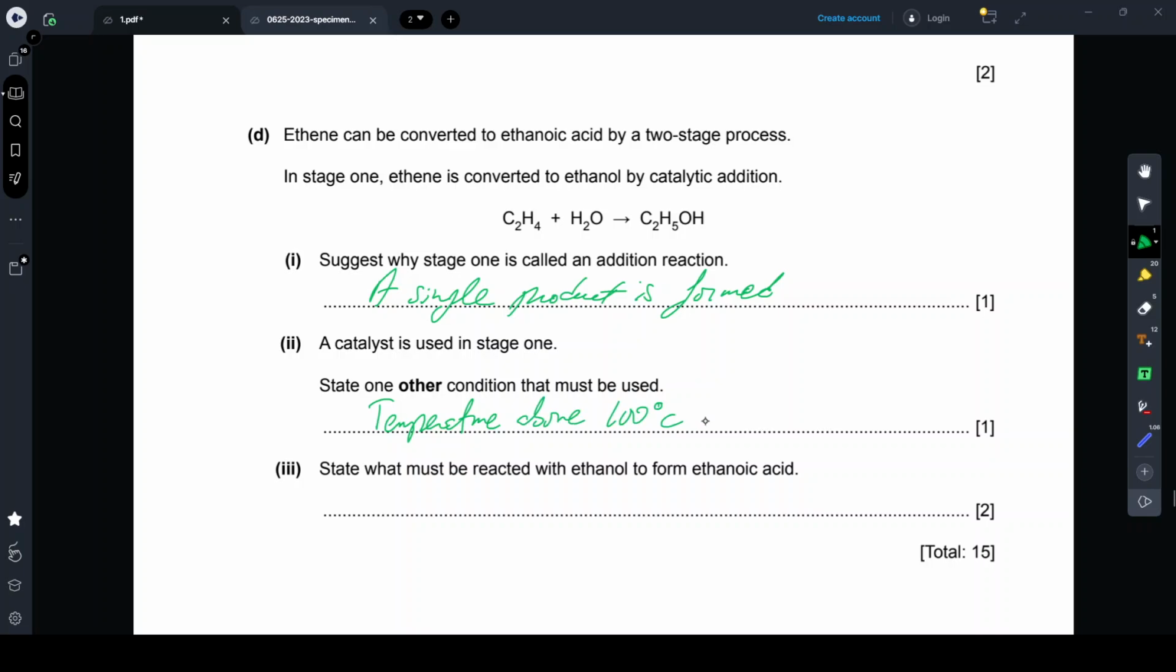And this is simply from the text, right? So this is something you need to know. State what must be reacted with ethanol to form ethanoic acid. Oxidizing agent. What one? You can't get away with just saying oxidizing. You're correct, but which one?